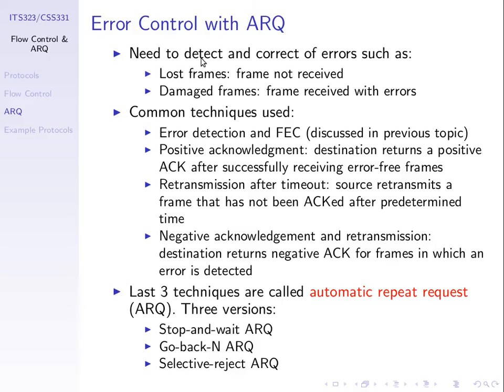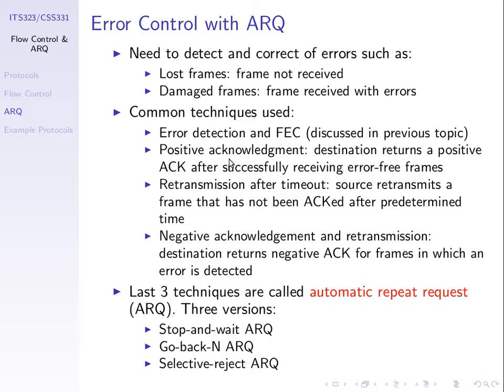We may also send frames and they arrive at the destination, but they have so many errors in there that we cannot use that data. So we'd call that a damaged frame. Lost and damaged frames. Lost, not received. Damaged, received, but with errors. How do we deal with them? Well, we have error detection and forward error correction, which we've discussed previously, but they're not perfect.